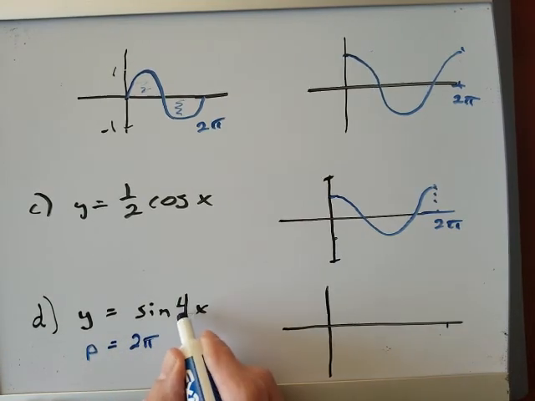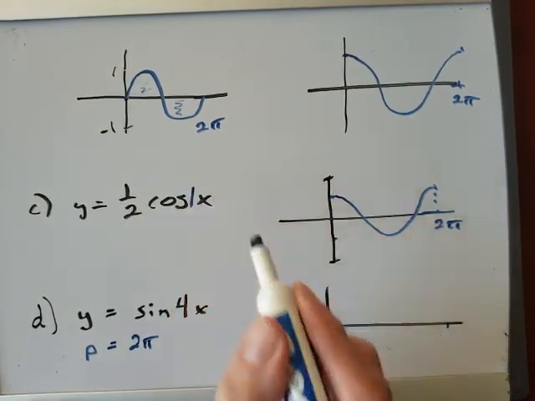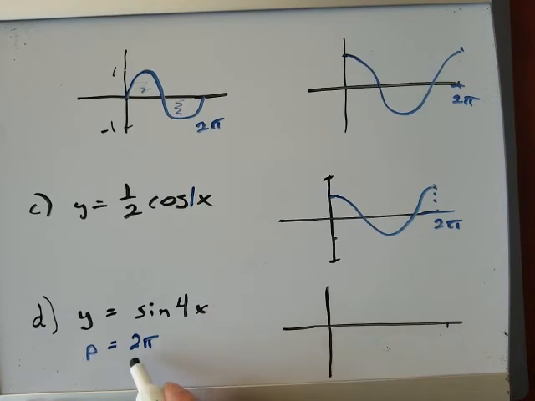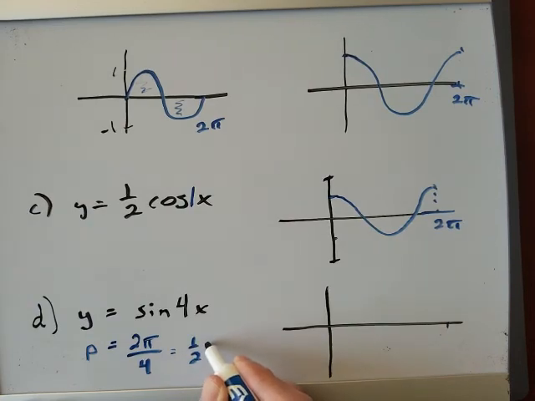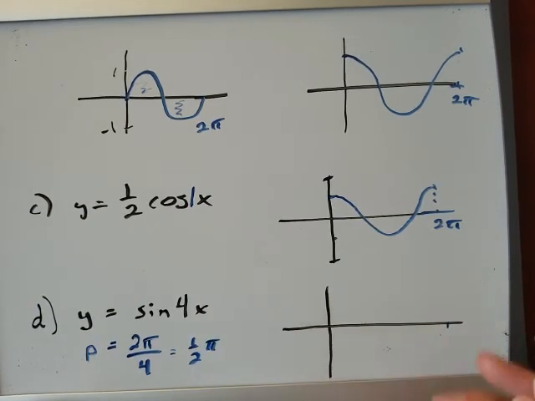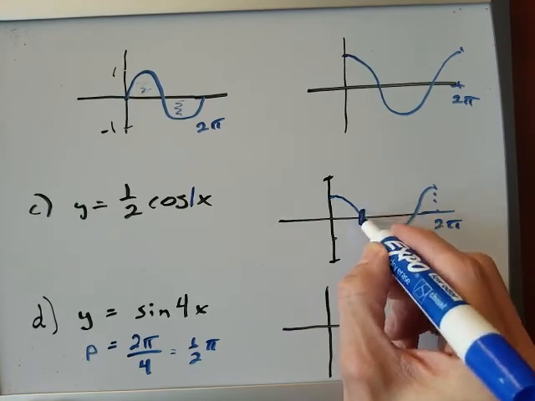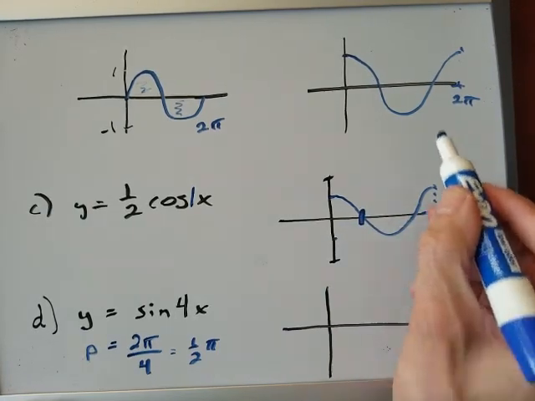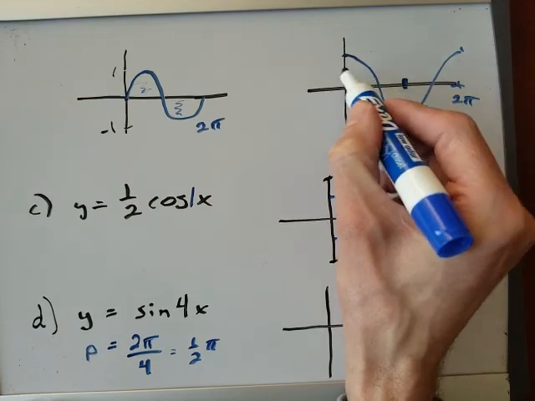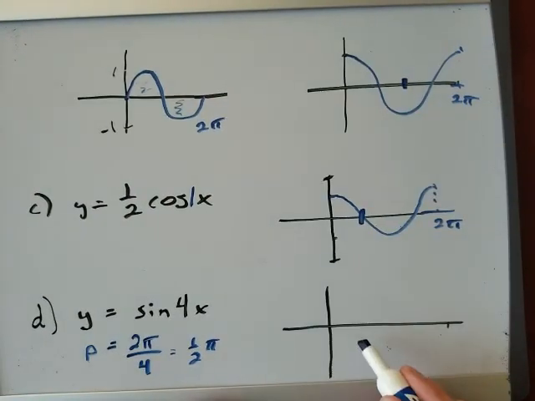What we do when there's a number other than just a 1 in front of the x or the variable symbol, the theta, is we divide it. We go 2 pi divided by 4, it would be 1/2 pi. And so what it means is we're going to squeeze this guy down into a quarter of the length. So instead of being at 2 pi, we're going to really compress it. Okay, so it'll be in a quarter of the distance.